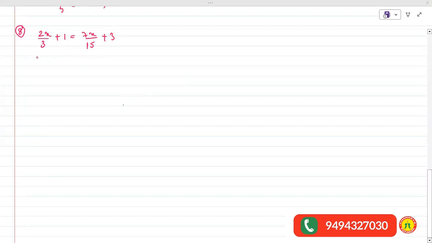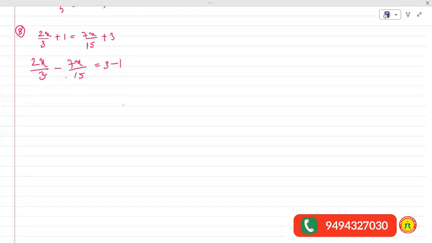Just you can see here, transposing the variable terms: 2x by 3 minus 7x by 15 equals 3 minus 1. This is constant. The constant terms we are writing in RHS and variable terms we are writing in LHS. Here, 3 and 15, just the LCM. Of course, we need to find the LCM. We make the denominators the same.